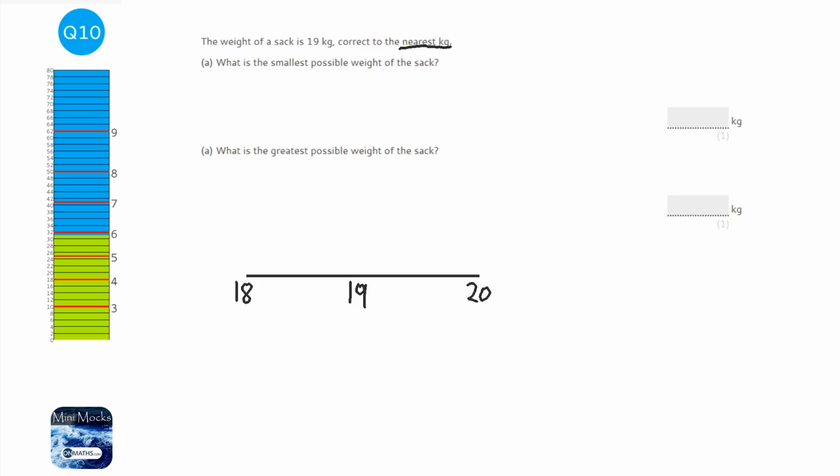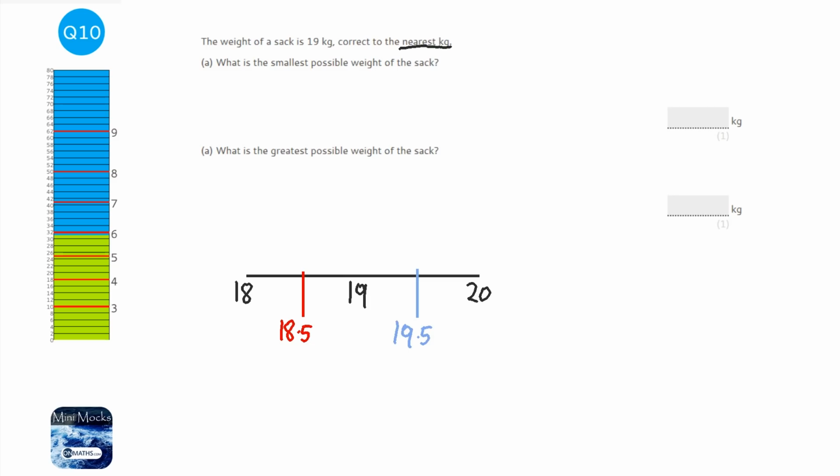And then I think, well, what's the cutoff point between 18 and 19? So I draw a line down here, and the cutoff point would have been 18.5. So if it was 18.4, it would have been rounded to 18, but 18.5 or more, it's rounded to 19. And I do the same on the other side. So I draw a line between here and here, and this time I think, right, what's the cutoff point for this one? Well, that's 19.5.